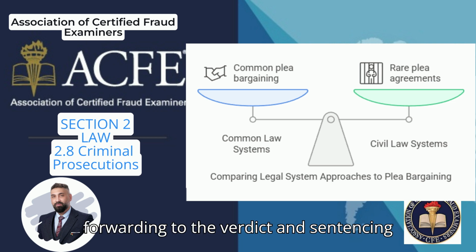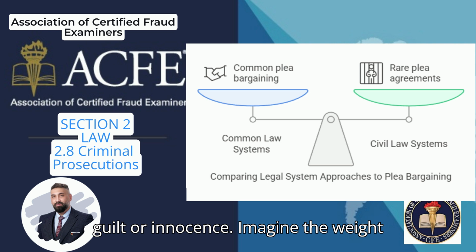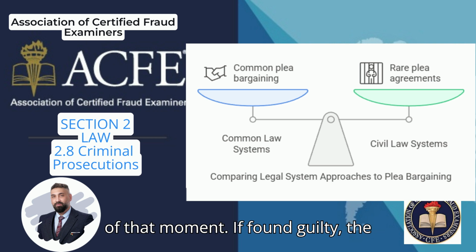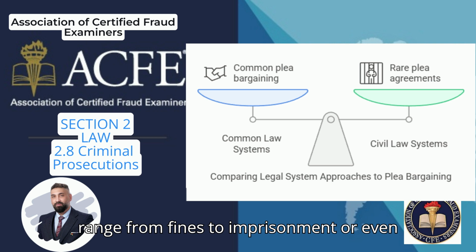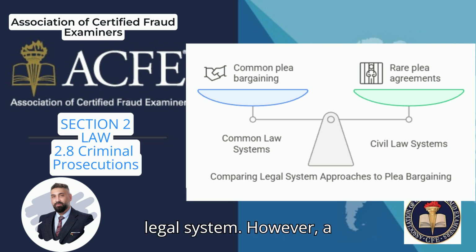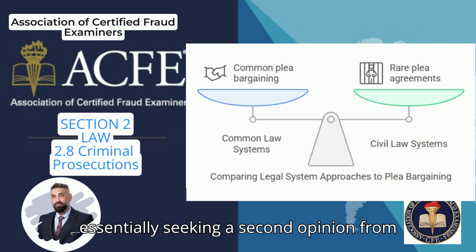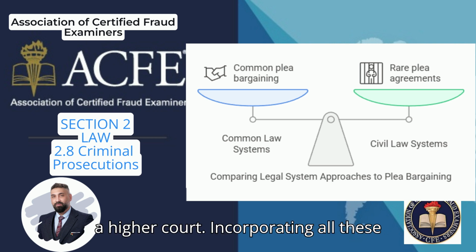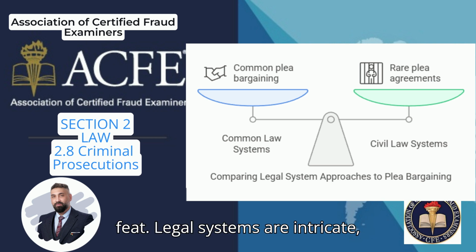Fast forwarding to the verdict and sentencing phase, the outcome of a trial determines guilt or innocence. Imagine the weight of that moment. If found guilty, the court must impose a punishment proportionate to the crime, which could range from fines to imprisonment or even rehabilitative measures depending on the legal system. However, a conviction isn't always the end. A crucial right for defendants is the ability to appeal the decision, essentially seeking a second opinion from a higher court. Incorporating all these stages into a seamless system is no small feat.